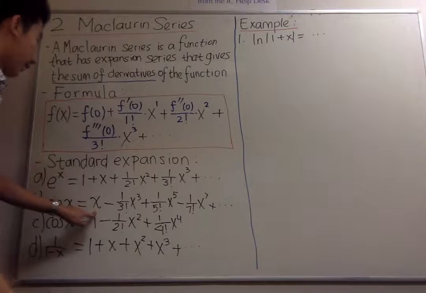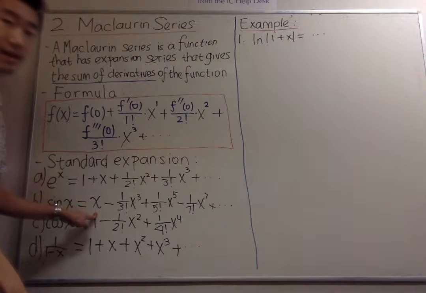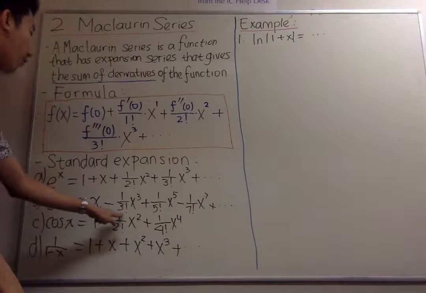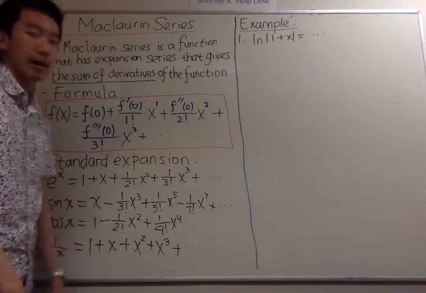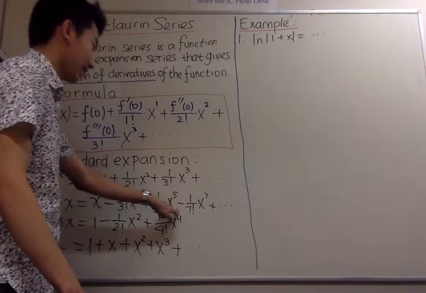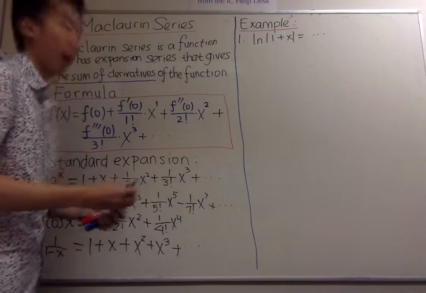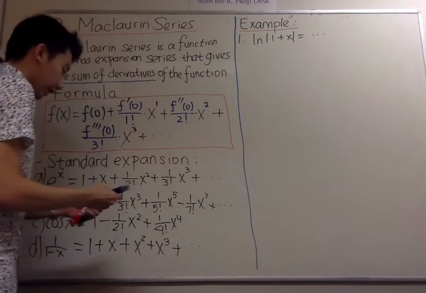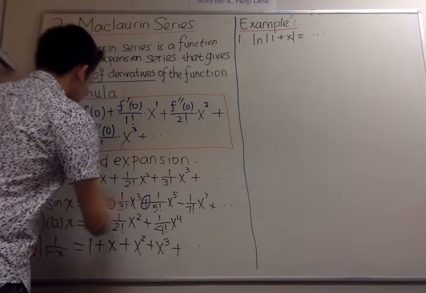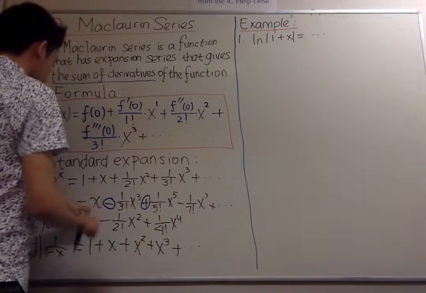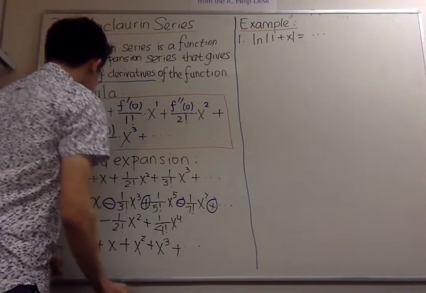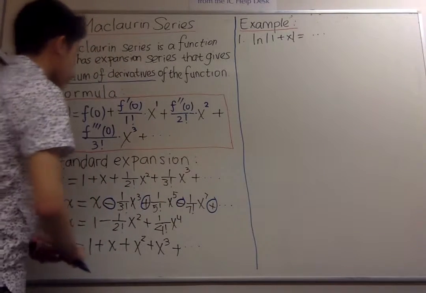For sine x and cosine x, this is quite similar. For sine x, we have x minus x to the third power over 3 factorial plus x to the fifth power over 5 factorial minus x to the 7th power over 7 factorial. Now I hope you notice the signs are alternating: positive, negative, positive, negative, and positive.